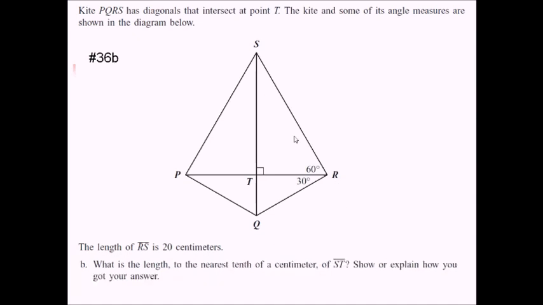For number 36, part B, we want to know the length to the nearest tenth of a centimeter of ST, and then explain how we got it.